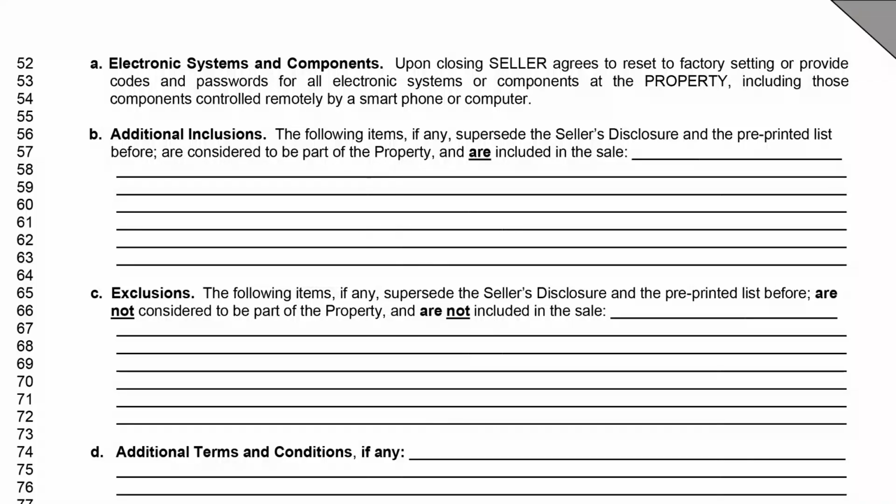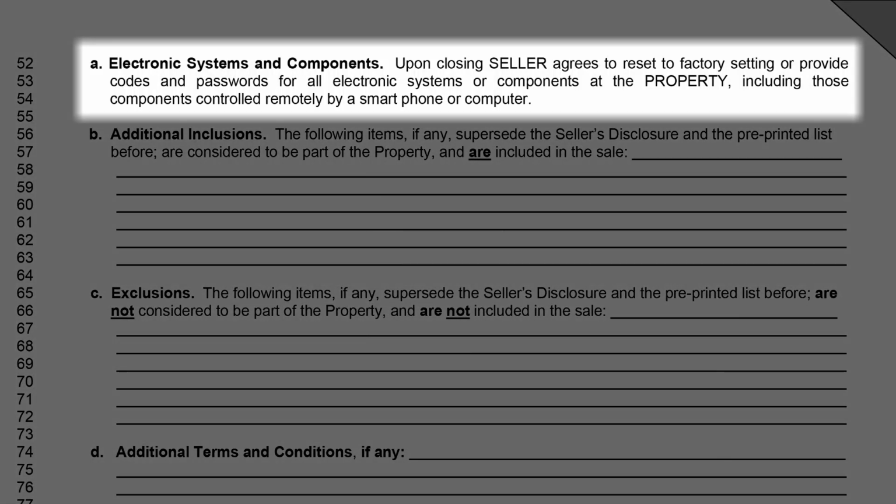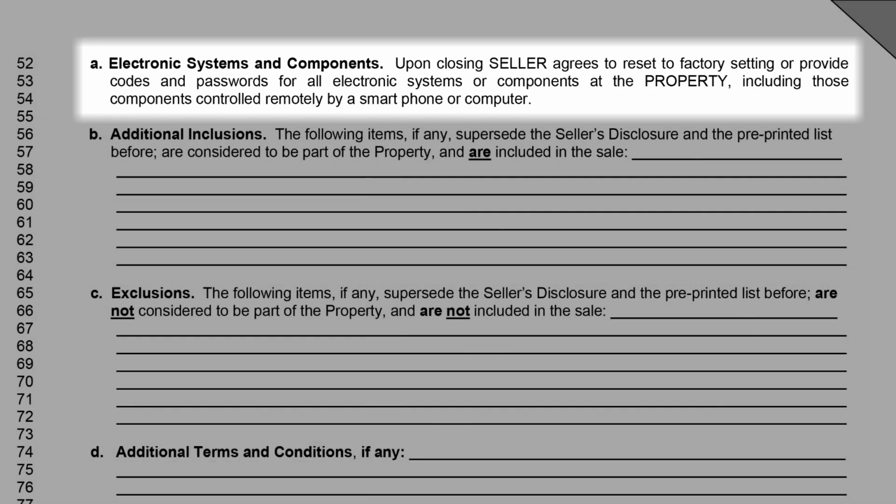While on the topic of smart home technology, I'll also point out that an electronics system and components section has been added to the sales contracts and listing agreements, requiring the seller to provide access codes or reset to factory settings. Now let's move to the contingency for sale and closing addendum.